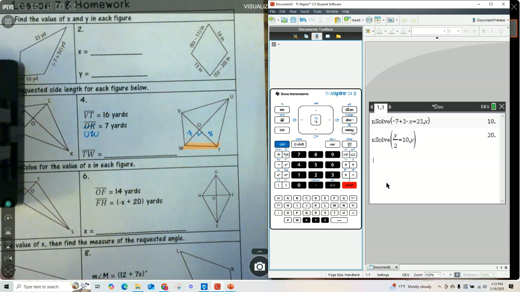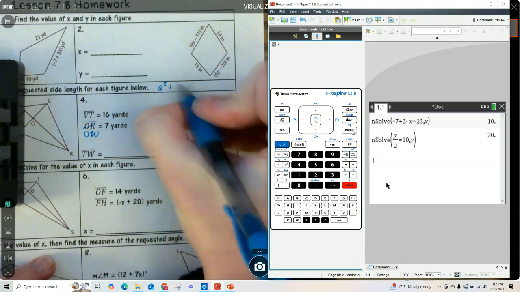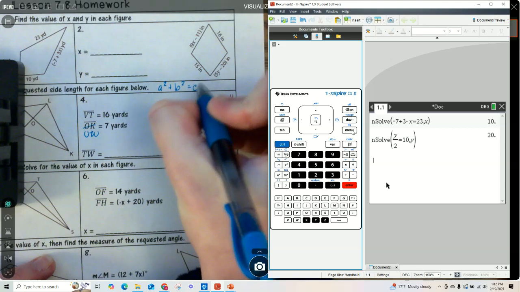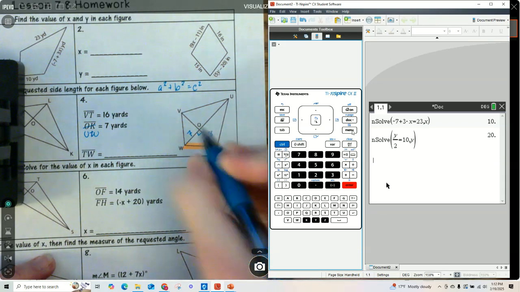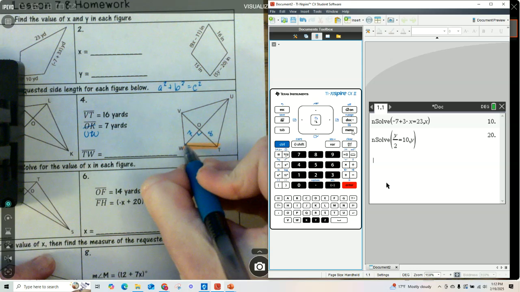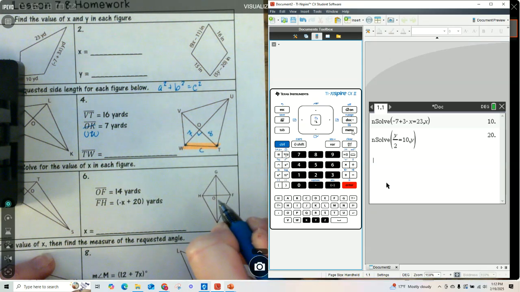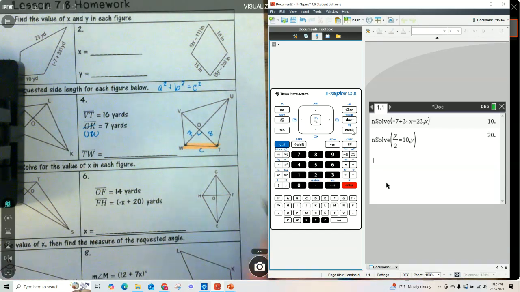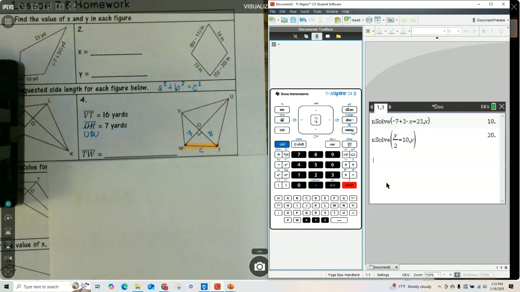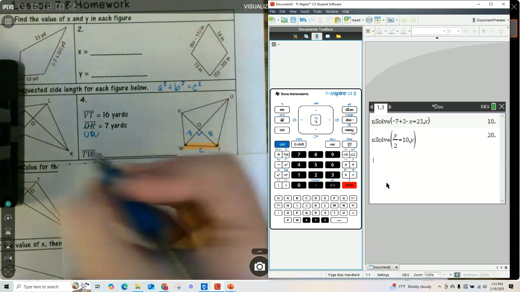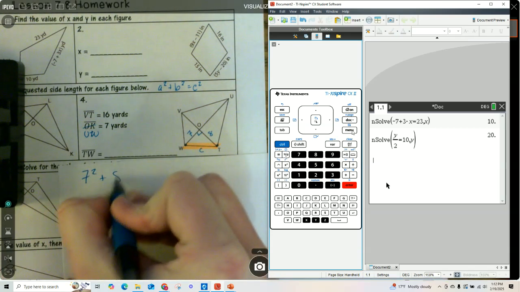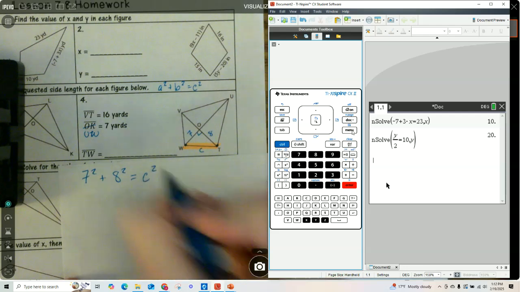We've got a right triangle. We can use Pythagorean theorem on this. Okay? So if this is the right angle, then the side that I'm looking for, that's my hypotenuse in this one, because it's opposite the right angle. So I can put my pieces in the places they go. It doesn't matter on the A and B. 7 squared plus 8 squared equals C squared.